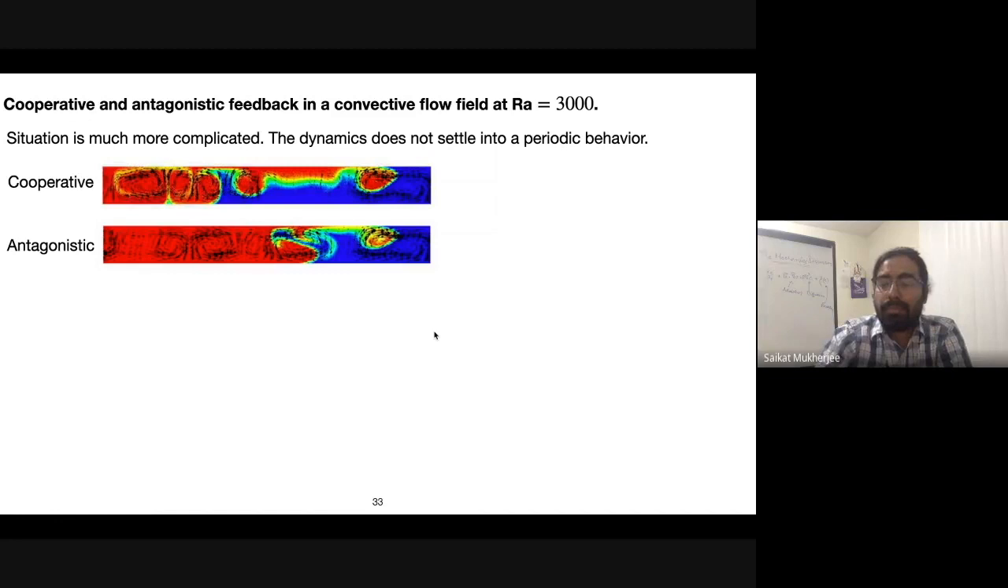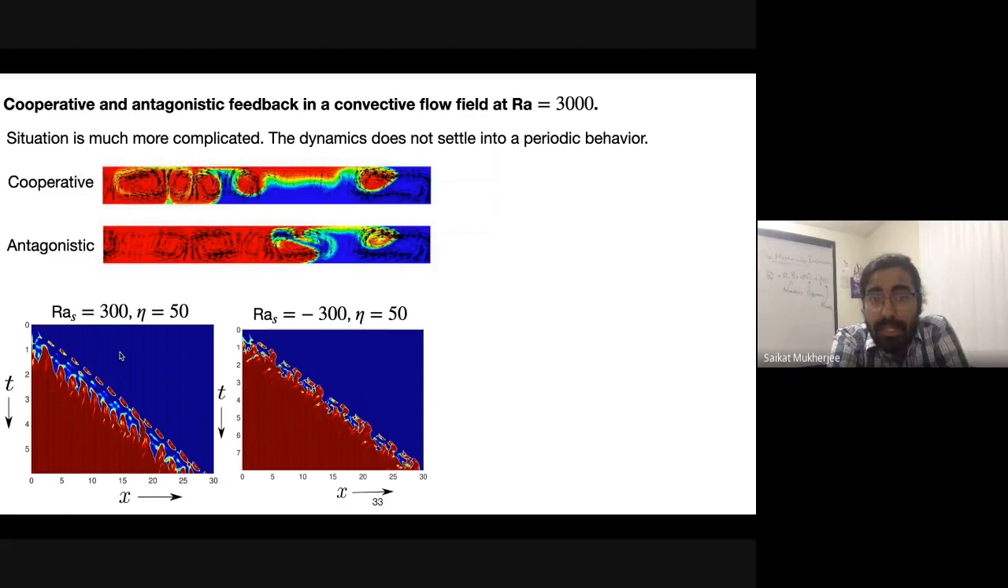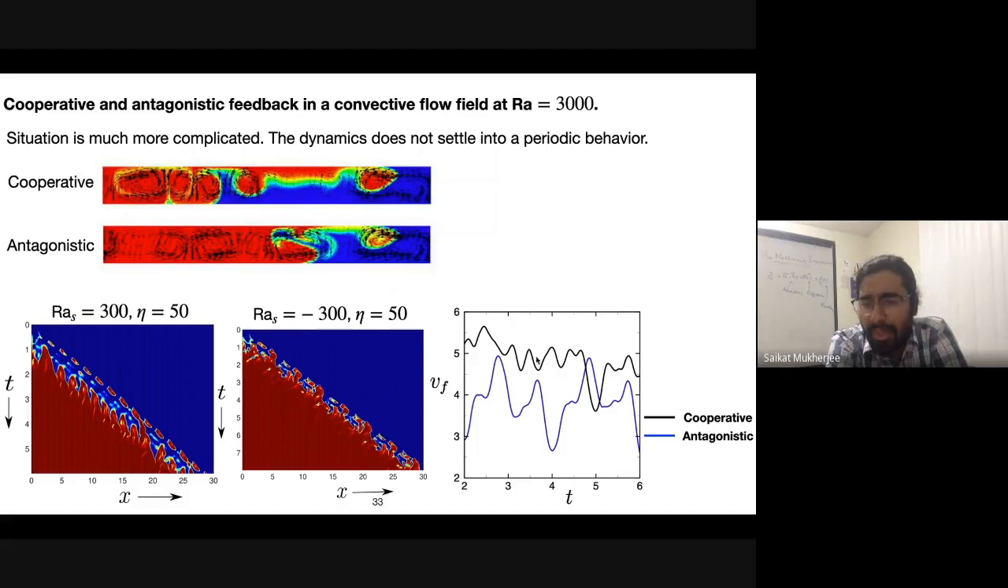The space-time plots for these are very complicated. Interestingly, the dynamics does not settle down to a periodic behavior like you saw when there was no convection. The space-time plot for the cooperative scenario is where both of these have the same sign, and the antagonistic feedback is when they are of different signs. These features do not repeat, so they are not periodic. It can also be visualized by plotting the front velocity, where for the cooperative feedback the signal is not periodic.